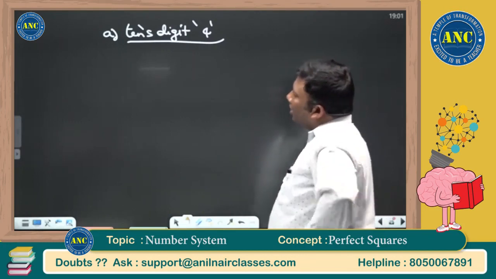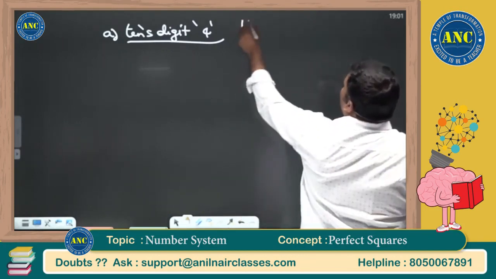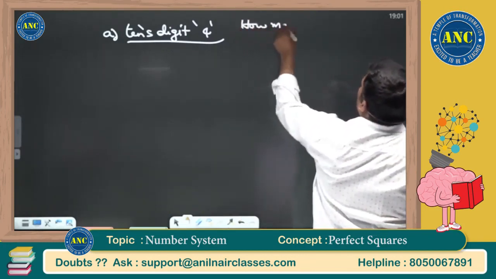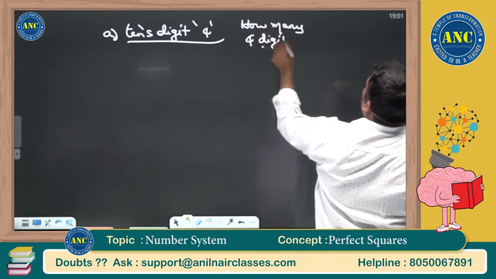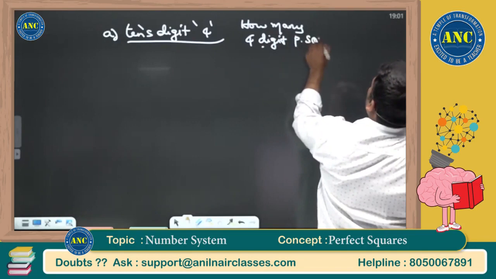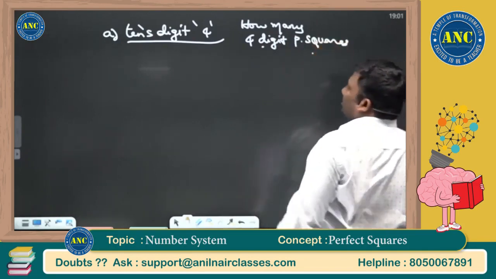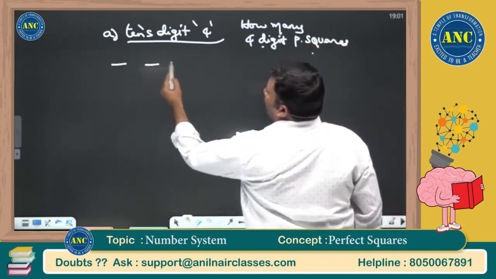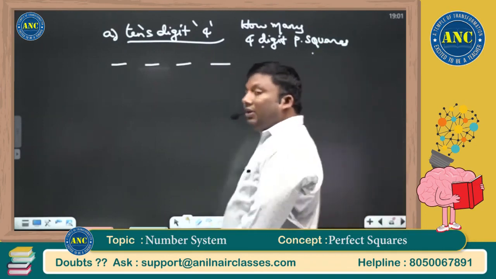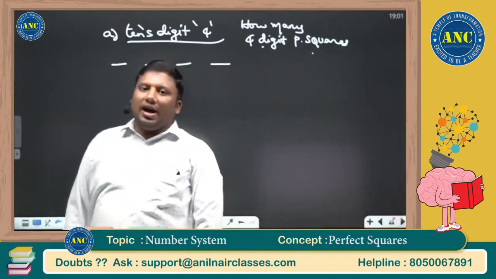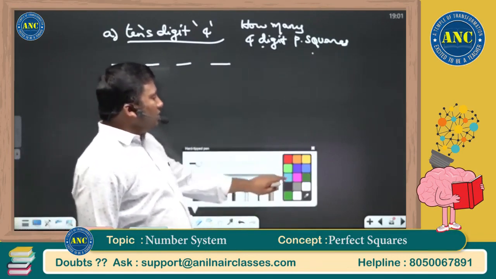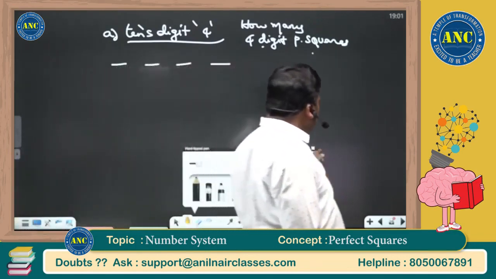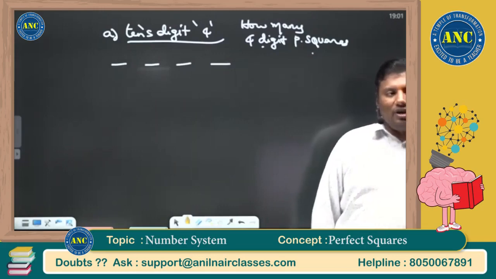Tens digit 4. How many 4 digit perfect squares have the tens digit 4? Listen carefully, sir. We will go step by step. We'll go with the foundation of the class.